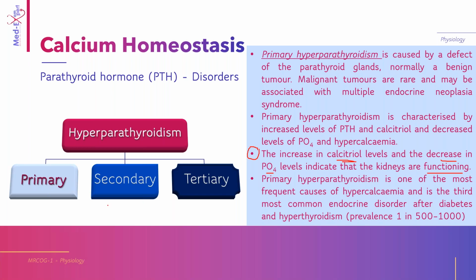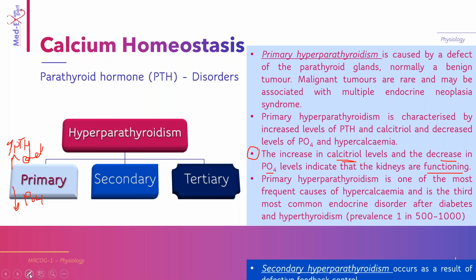So in primary hyperparathyroidism, there is an increase in the parathyroid hormone due to gland hyperplasia or a benign tumor. This will lead to an increase in calcitriol, and the parathyroid hormone will increase the excretion of phosphate from the kidneys, so the level of phosphate will decrease.